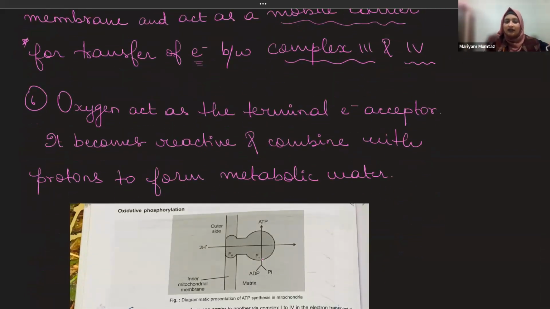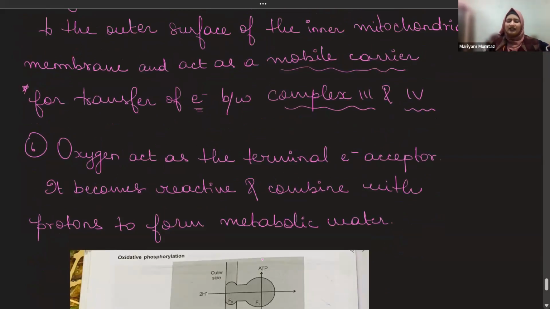All right, now talking about the last point of the whole ETS cycle is that oxygen acts as the terminal electron acceptor. The last one to accept the electron is oxygen.